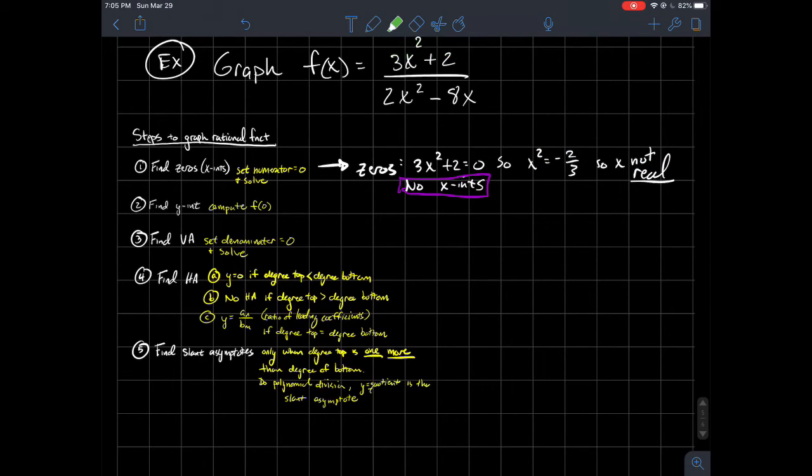Next thing we'll do is compute the y-intercept. Remember, you're just going to plug in 0 for the x's that you see.